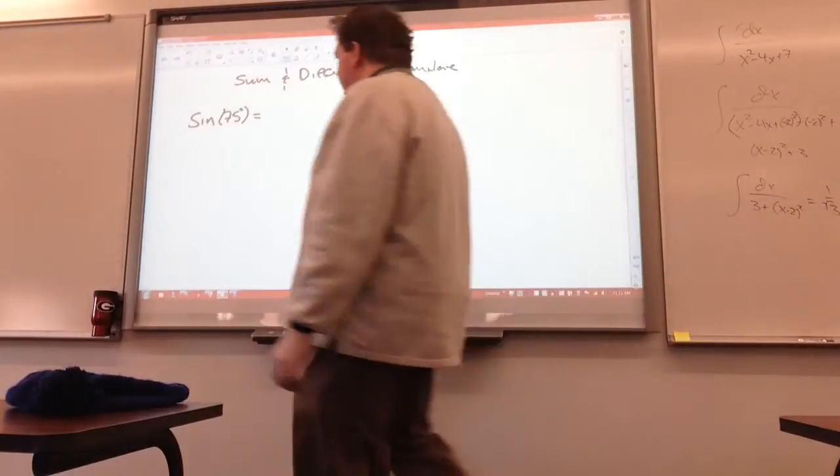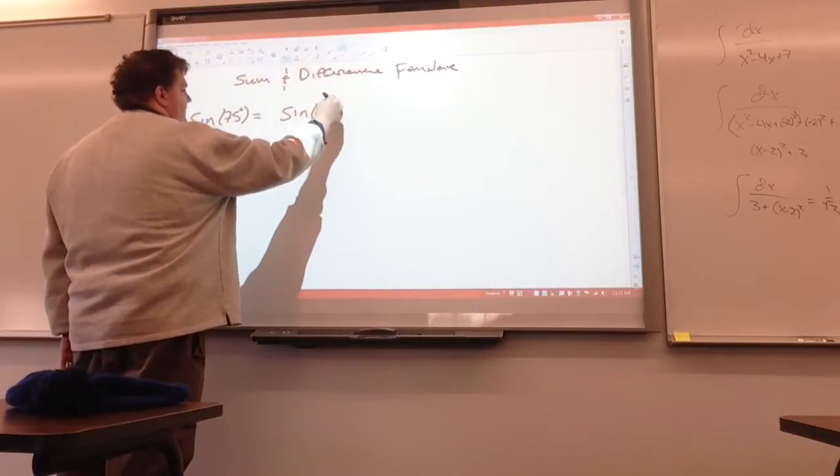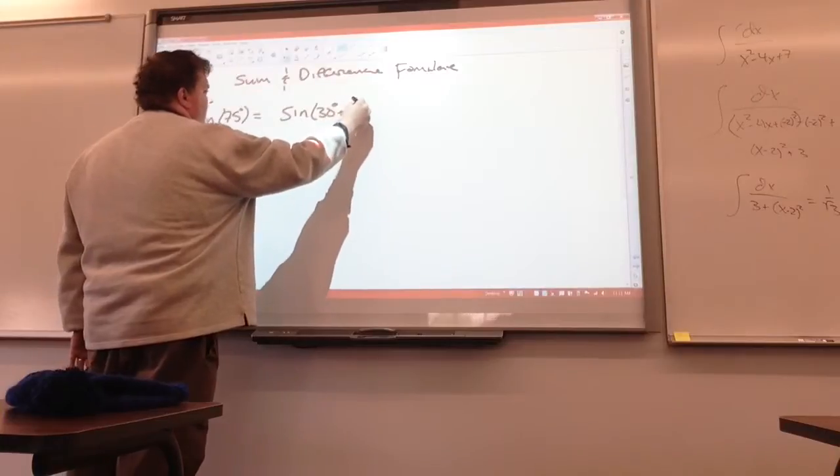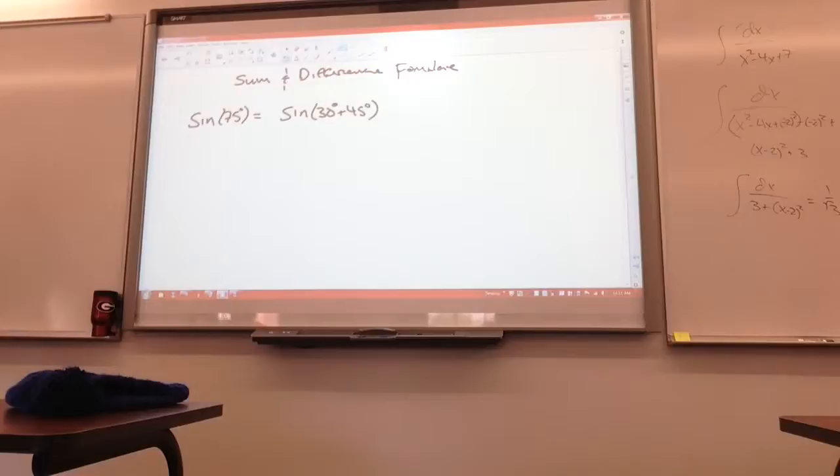Okay. I can make this the sine of 30 degrees plus 45 degrees. Okay. Now, this isn't the sine of 30 degrees plus the sine of 45 degrees. This is the sine of 30 degrees plus 45 degrees. So there's a big difference there. That's still 75 degrees in there. Okay? The difference, though, is I can now actually handle this because I know what the sine of 30 degrees is. I know what the sine of 45 degrees is.